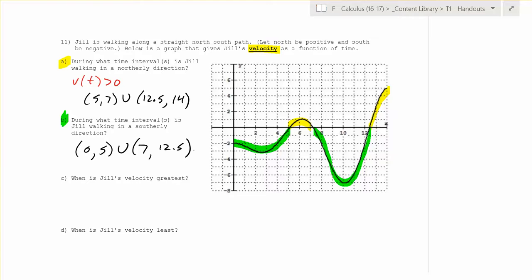When is Jill's velocity greatest? That's literally where is that graph greatest? T equals 14. T equals what? 14. When is it least? Like 10 point something? I don't know.